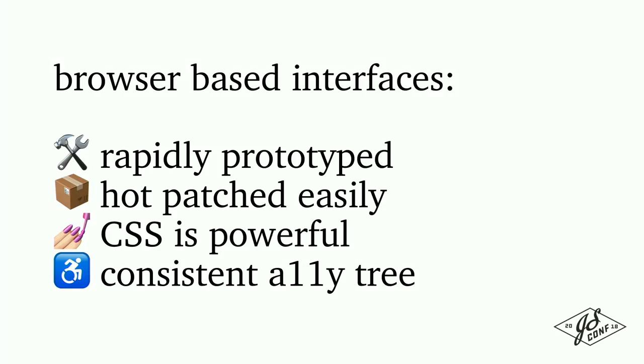And browser-based interfaces just happen to be those four things that I conveniently put in the list before. You can rapidly prototype web interfaces. You can hot patch them really easily and deploy updates. CSS is incredibly powerful to make something look friendly and to help organize information. And you have a consistent accessibility tree. If you make it accessible in a browser by respecting the WCAG guidelines and making use of ARIA features when needed, then it's going to be accessible to all of the different browser choices, if we're able to have WebUSB come to every browser in the future. And I think that's really, really powerful.